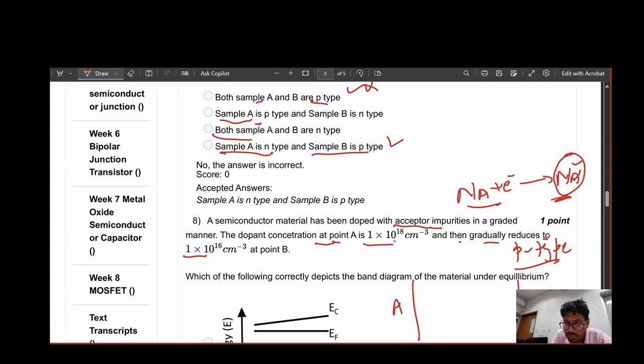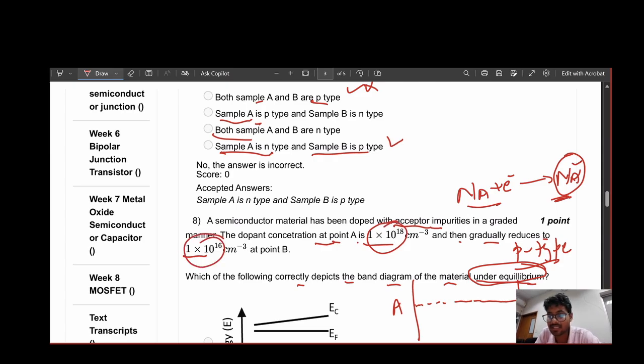Which of the following correctly depicts the band diagram of the material under equilibrium? Just note this term, under equilibrium. Under equilibrium, no current flows. So this Fermi level EF is constant. And one more thing is given: at point A the concentration is more, and at point B the concentration is less.